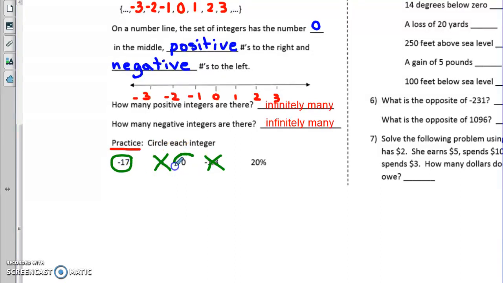It's the opposite of 17. We already said 0 is an integer. This one's a little tricky because it says 20%. If we didn't have the percent sign, it would totally be an integer. But because it's talking about 20%, and percents are parts of a whole, this one is not an integer actually.